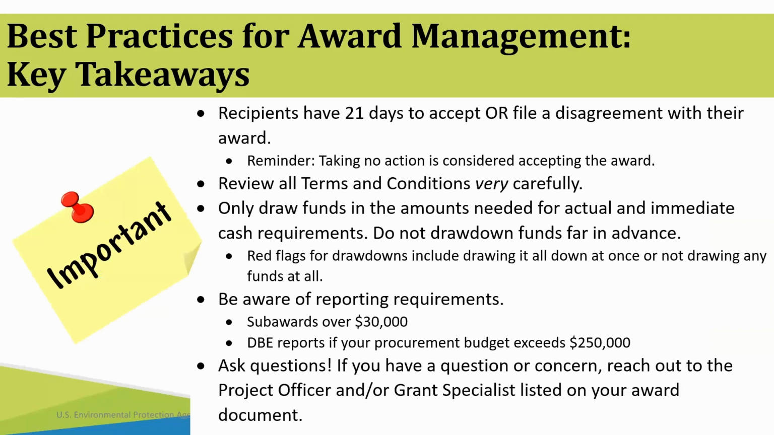So the takeaways from this section, recipients have 21 days to accept an award or to file a disagreement with the award. You want to carefully review all terms and conditions on the award. Only draw the funds for what you need. Do not draw all of the funds at once. And if you have questions, reach out to the project officer or grant specialist. They will be happy to help you.